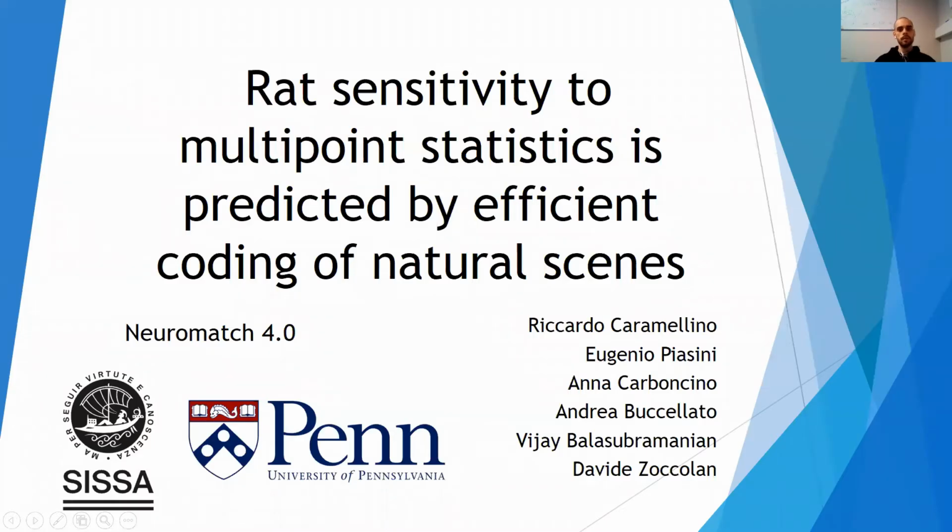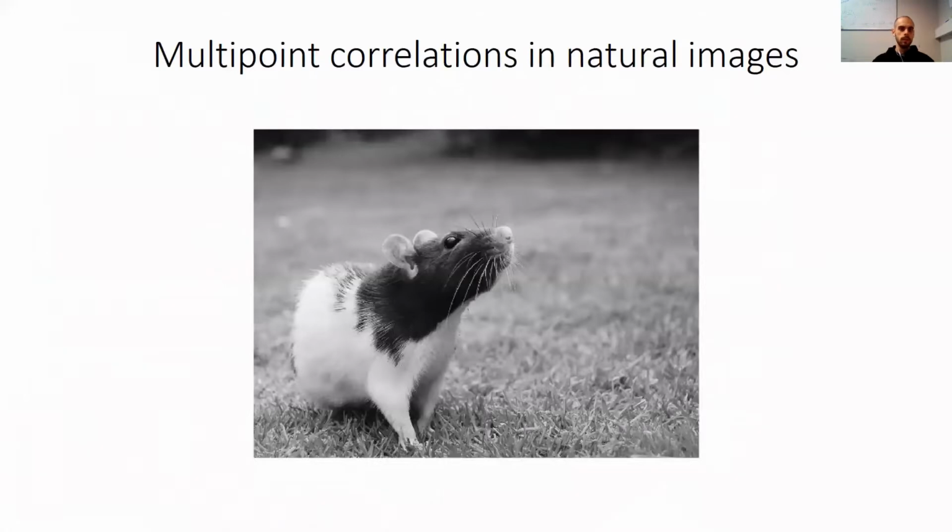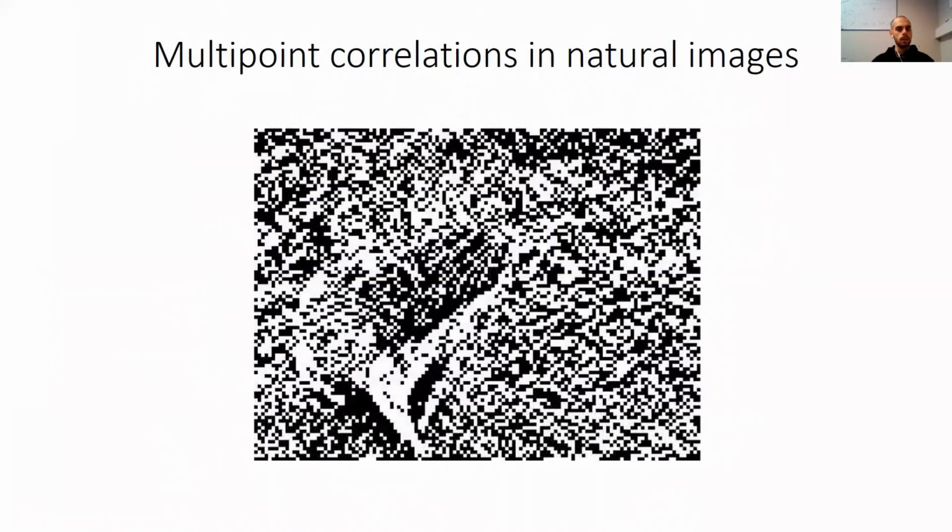Hi, I'm Riccardo, and this is our work regarding rat sensitivity to multipoint correlations. Natural images contain complex structures and regularities that make them really different from randomly generated ones. In particular, we focus on the complex correlations in the local distribution of light across pixels, as these are fundamental for the perception of edges and features that are present in an image.